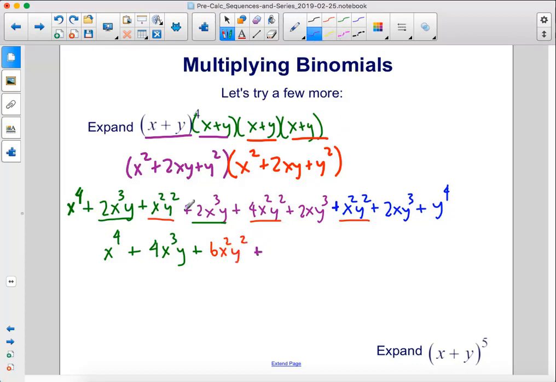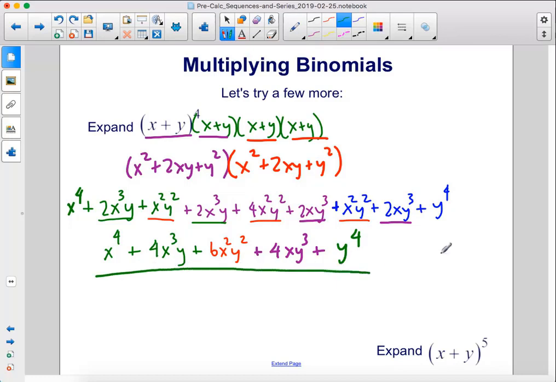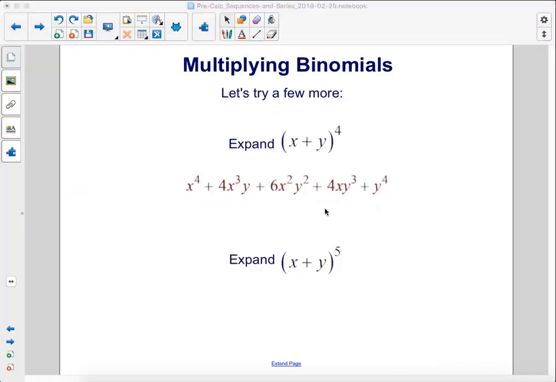Okay, moving on. We have 2xy cubed. We have 2 there and 2 there. So that is 4xy cubed plus y to the fourth. So this is our answer. All right, and there is our solution.